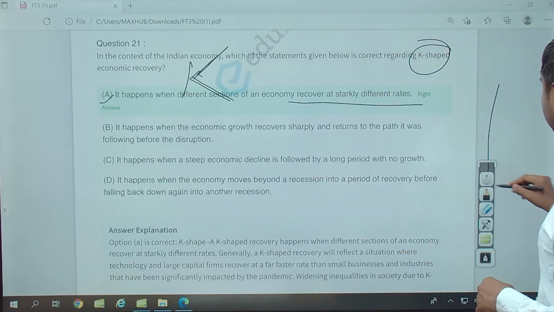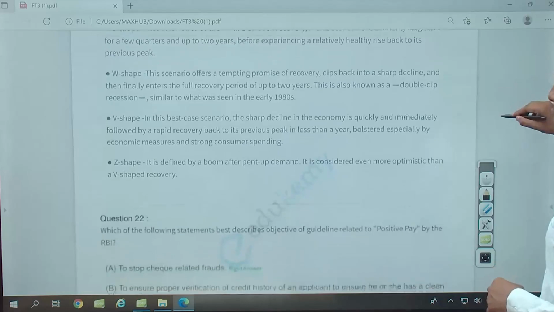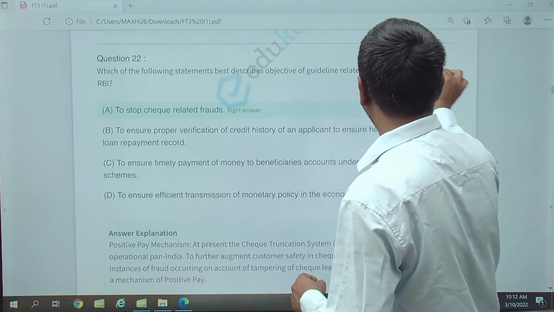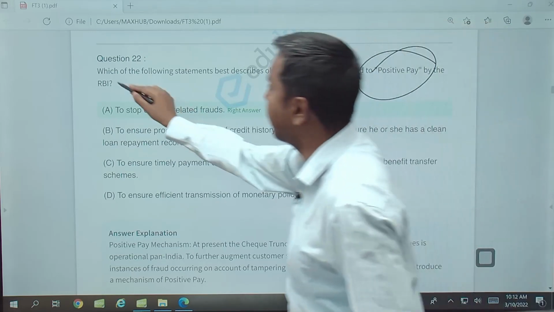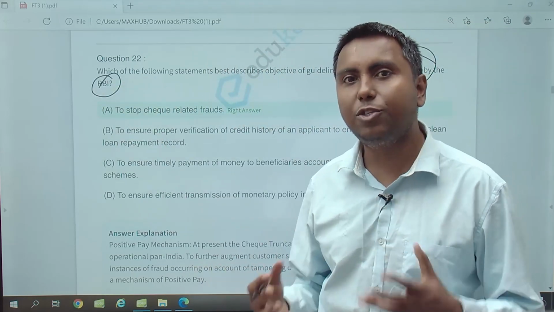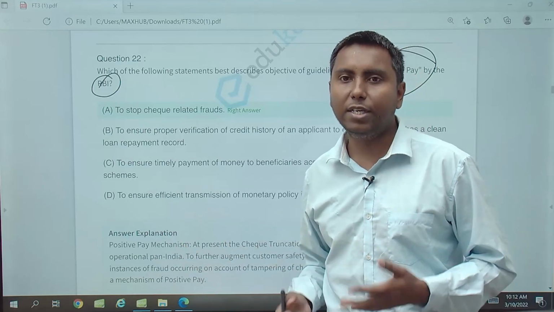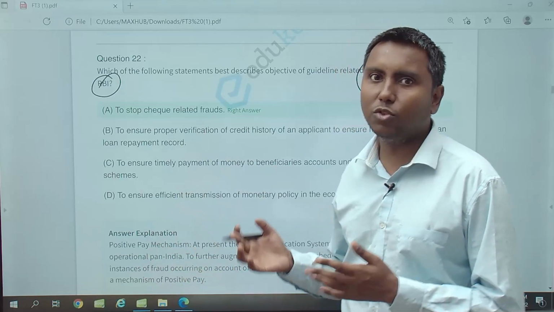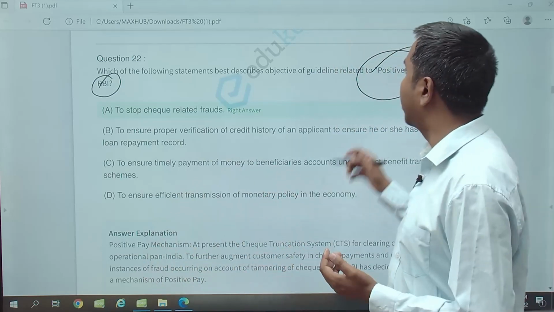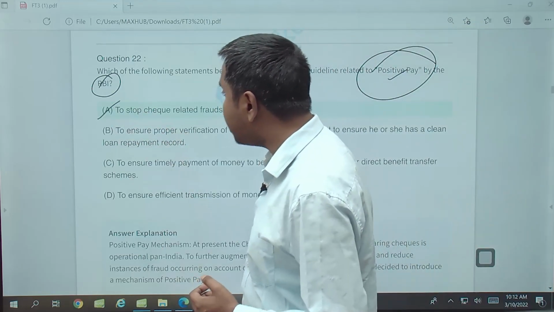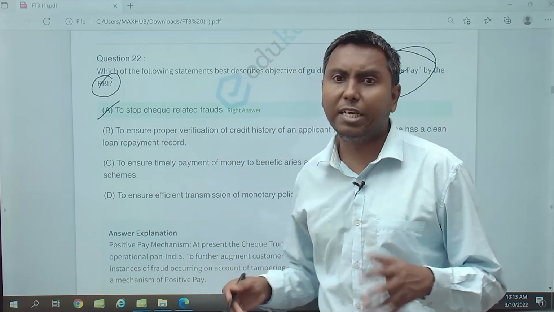Let's go to question number 22. Which of the following statements best describes the objective guidelines related to positive pay by RBI? Now, unless you know this already, it is difficult to get to the answer using logic. This was more of a factual question. The positive pay guideline is related to RBI's guideline to stop cheque-related frauds.